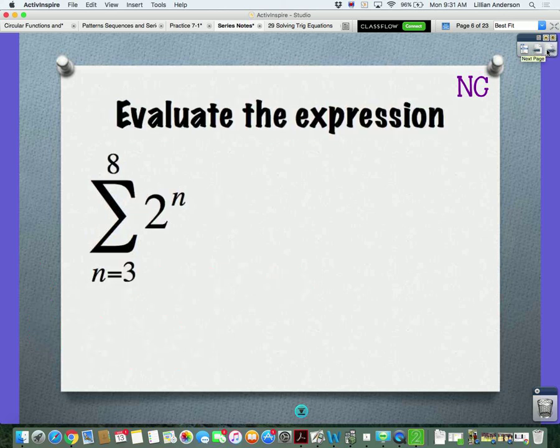All right. Now let's evaluate this expression. I'll let you do this one as well, then I'll check it. What did you get for your answer? 510?